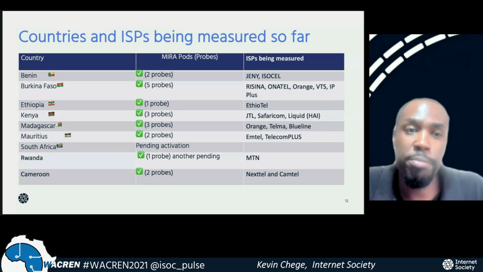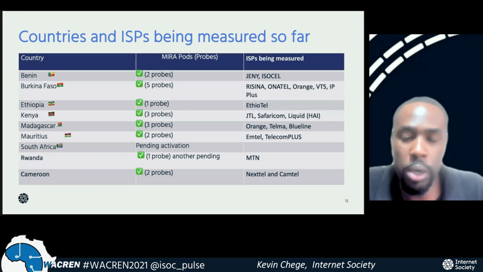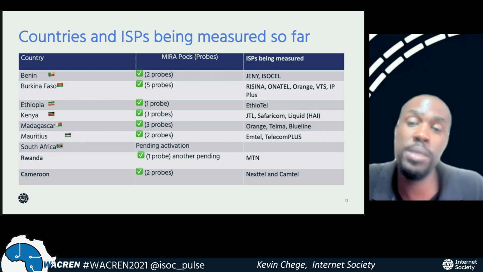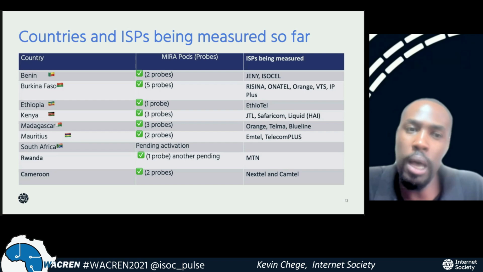So the countries that we have probed so far: we have Benin, Burkina Faso, Ethiopia, Kenya, Madagascar, Mauritius, South Africa, and just a few days ago, we added Rwanda and Cameroon, which we are very happy about. So the last column here is the ISPs where the probes are connected. I mentioned earlier, we want to do a maximum of 5 ISPs per country to start with. Burkina Faso, we're already looking at 5. Kenya, we have 3. Some countries will only have 1 ISP, for example, Ethiopia.